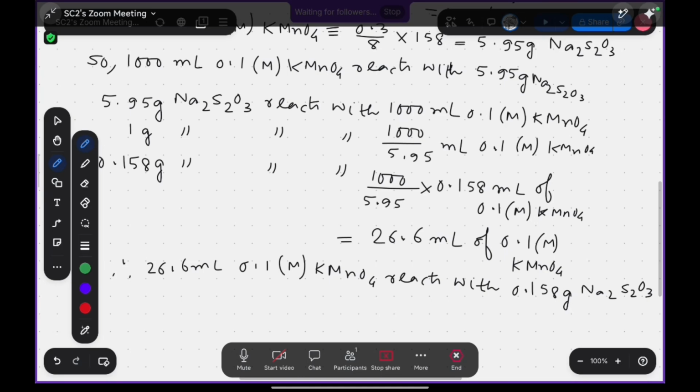With this sum, we come to the end of the chapter redox reactions. My next topic of discussion will be organic chemistry, where I will show you balancing, and the IUPAC nomenclature. I will teach you how to write the IUPAC nomenclature of different organic compounds.